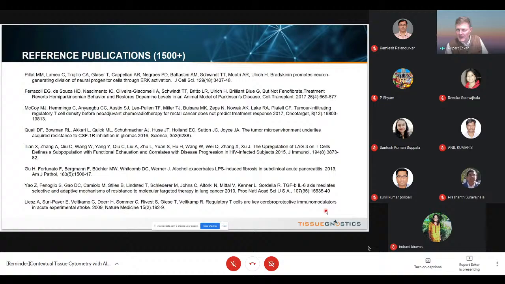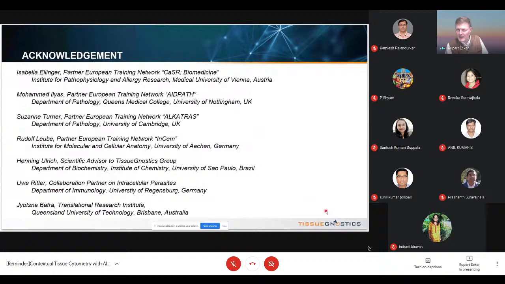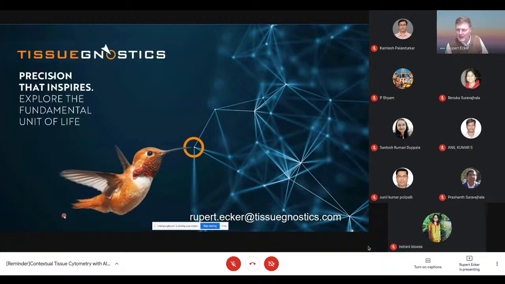And finally, I would like to acknowledge and thank our partners from academia, from our EU projects, but also our consultant from Brazil and our partner here, Professor Jyotsna Batra from Queensland University of Technology, with whom I am closely collaborating. And finally, I would like to thank you. I hope I could show you that with tissue cytometry, you can explore the fundamental unit of life, cells, at the precision that inspires. Thank you very much for your attention.